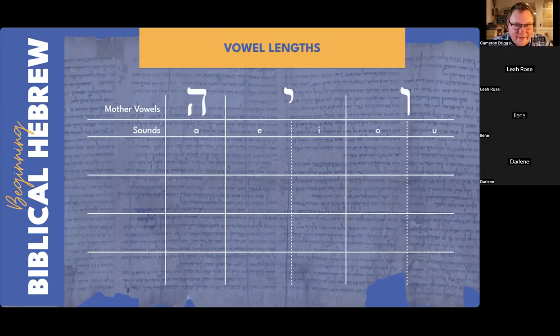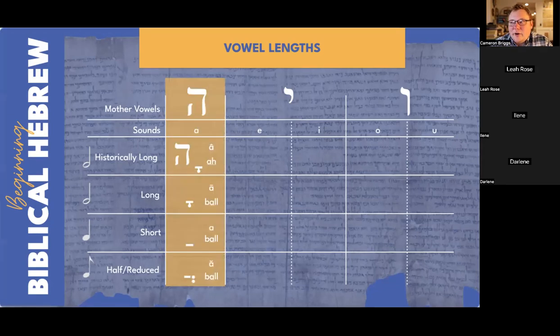So the hey is always associated with the ah sounds. The yod is associated with two different sounds, the A and the E sounds. And then the Vav or the Wow is associated with the O and the Oo sounds. So that's our columns. The columns in this table are going to be the mother vowels. And then our rows are going to be the lengths that each of these possess.